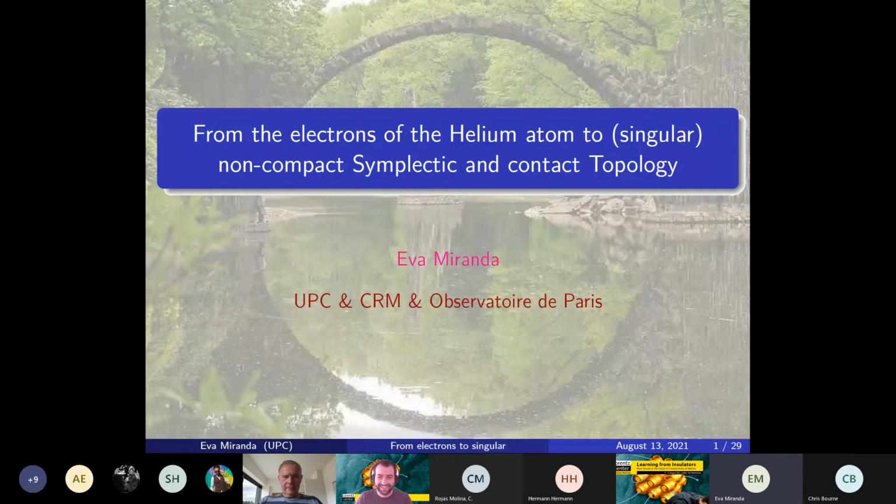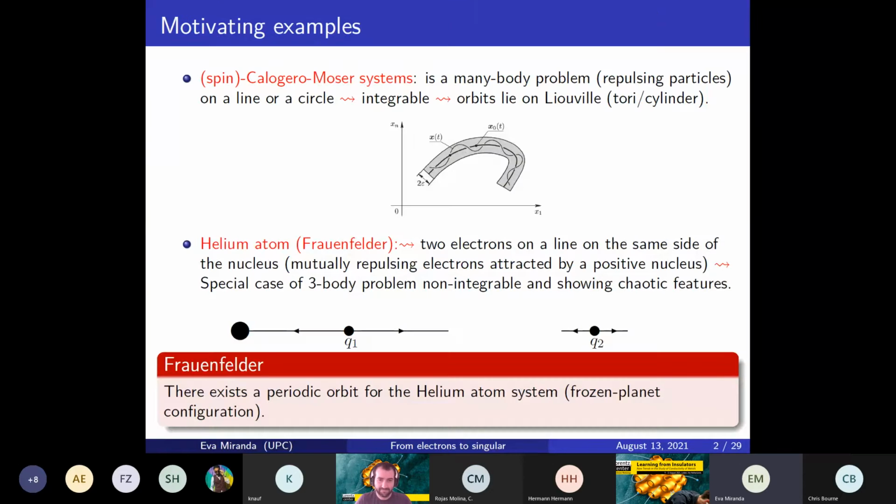and I take as a starting point a paper by Urs Frauenfelder, which is related to movement of the electrons, and this takes me to discuss some of the current problems in symplectic topology. So I'm going to compare two different motivating examples here. Well, first I look at the Calogero-Moser systems, even spin Calogero-Moser systems.